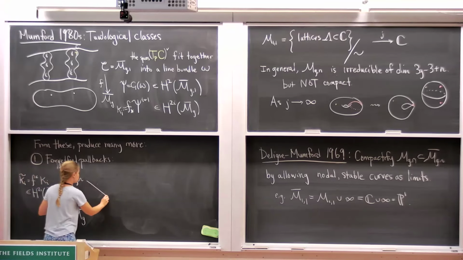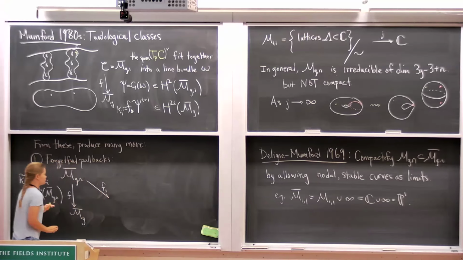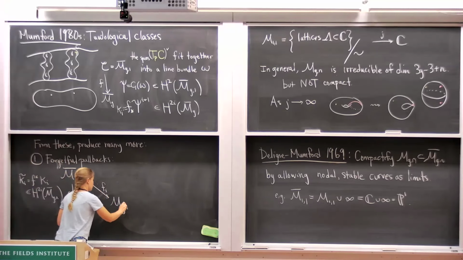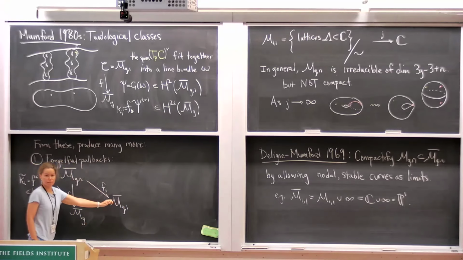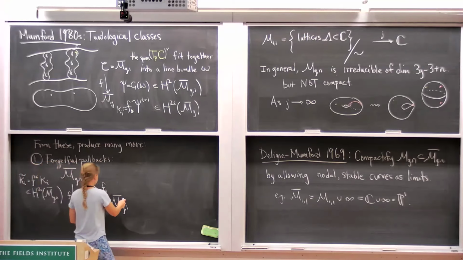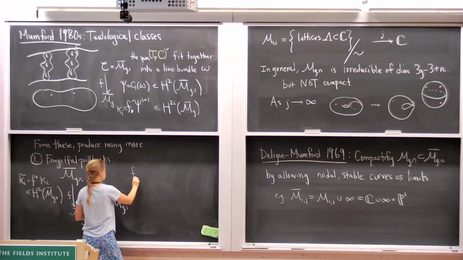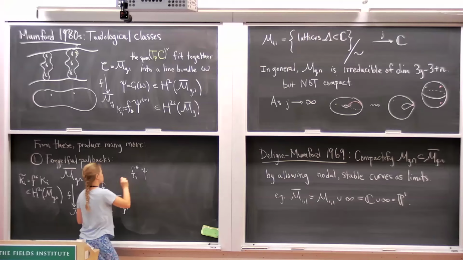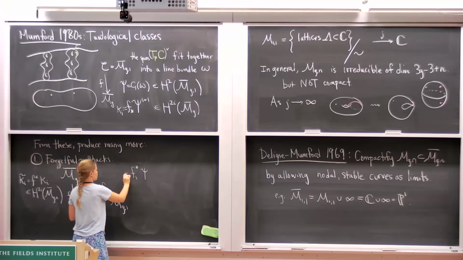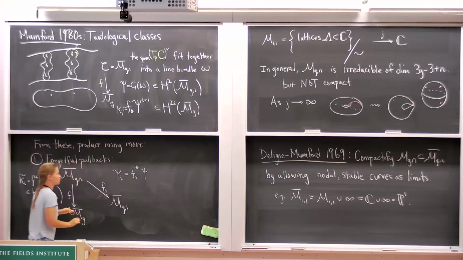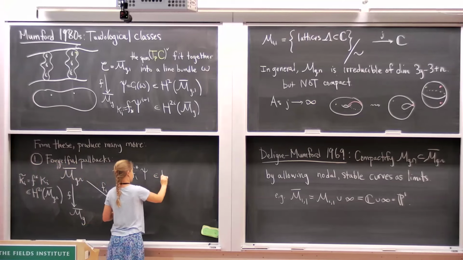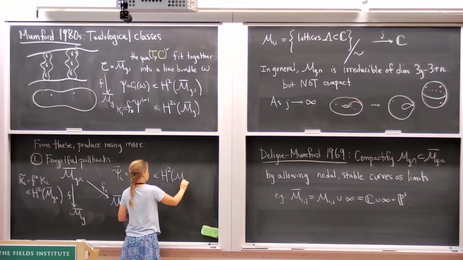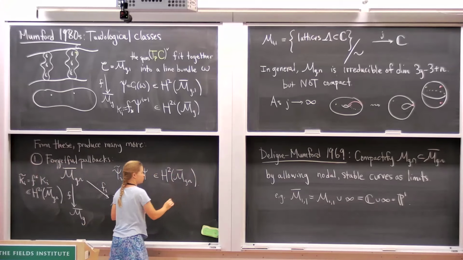And then I've also got these forgetful maps I'll call f_i to Mg1 bar. So this is the map that forgets all but the ith marking. And I could then pull back the psi class along f_i. And that is a class that I'll call psi i tilde, which lives in H2 of Mgn bar.